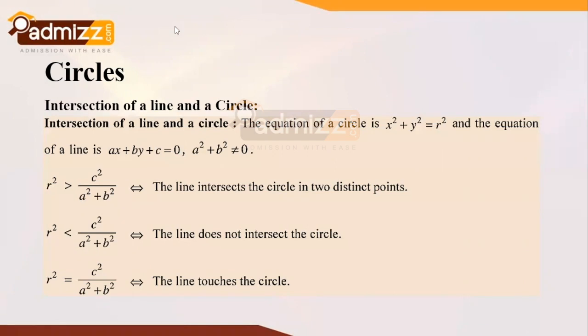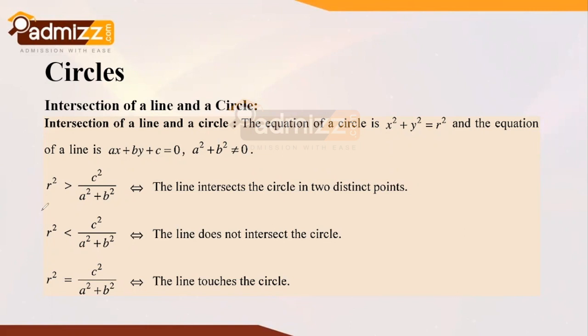Next part is intersection of a line and a circle. So the equation of circle is given by, once again, x square plus y square equals r square, and the equation of a line is given as ax plus by plus c equals 0. So we need to have a condition over here, that is a square plus b square is a non-zero value.